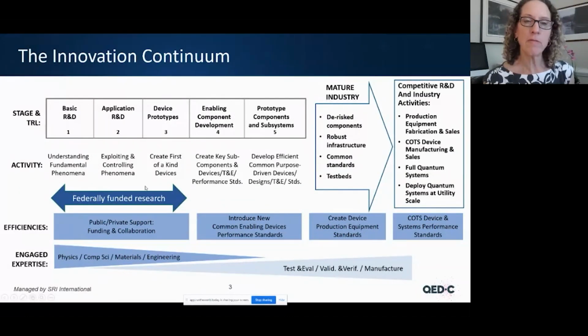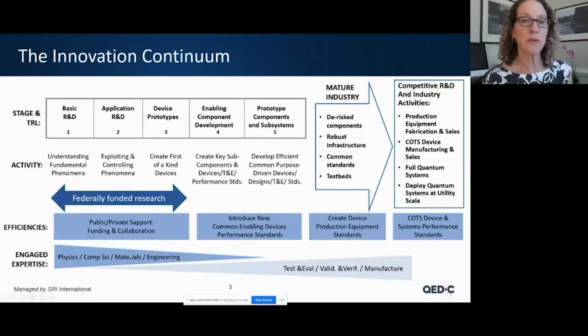The investment by the government investors tends to be at the early stages. And so what I have listed here as federally funded research lies on the left-hand side. At some point, that work needs to transition to more applied R&D and development activities. That's often described as the valley of death, where it's hard for things to move past the research stage into applications. That's an area that is important to focus on and make sure things don't die because of lack of investment at that stage.